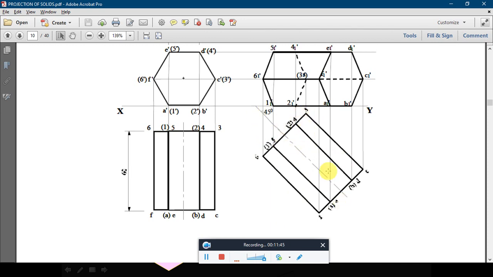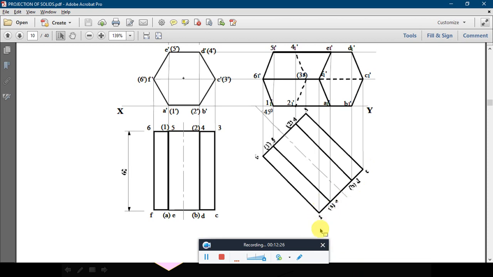I'm just sectioning this prism into two halves. That is 6, 1, 5, f, a, and e, this is the one half, and this is the other half, that is 2, 4, 3, b, d, and c. Now listen, all these sides are visible, and this b, d, c is also visible, because if you are viewing from this direction, the c point is visible, right? And if you are viewing here, b and d is also visible. If you are viewing here, a and e is also visible, and in the same direction f is also visible.